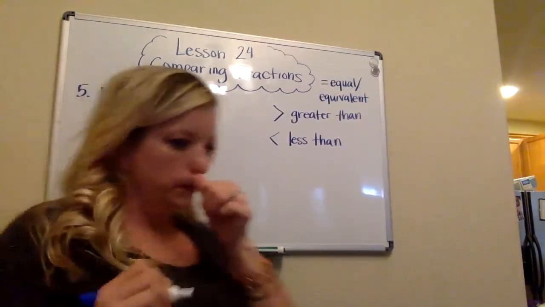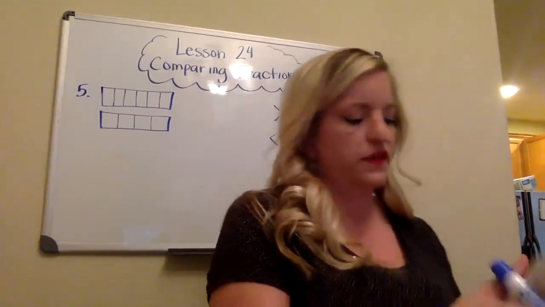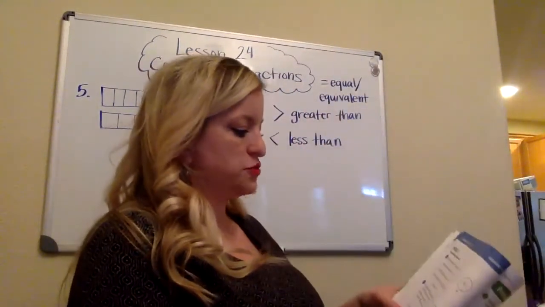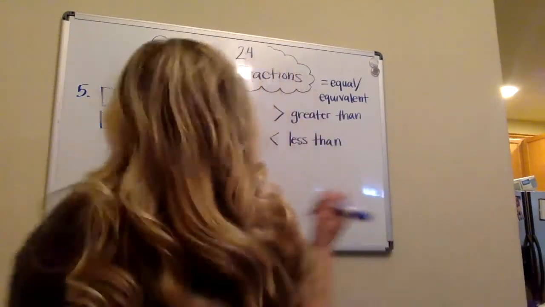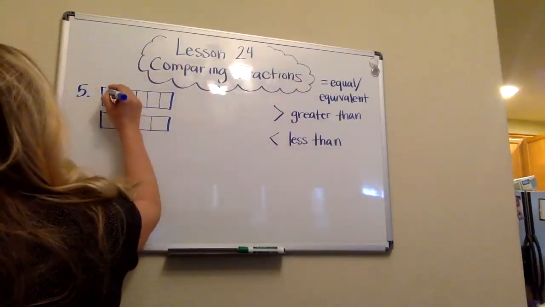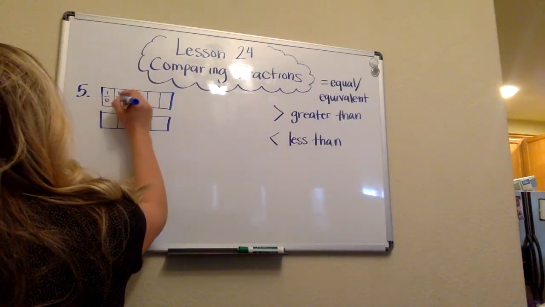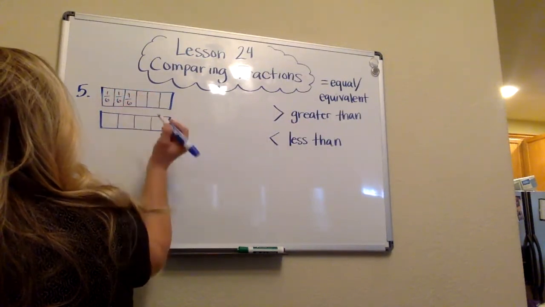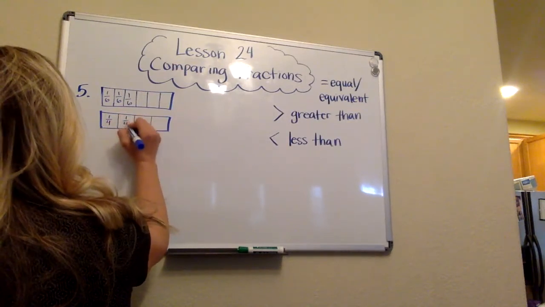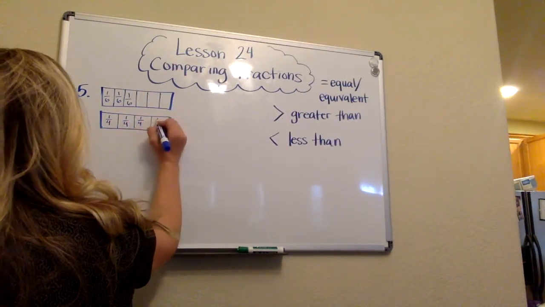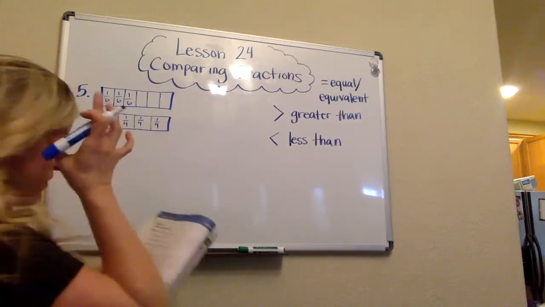All right, so then it says, label each part of each model at the right with the unit fraction it represents. So all we are going to do is write, this is 1/6, 1/6. And I keep going. This is 1 of the 4. This is 1 of the 4. This is 1 of the 4. This is 1 of the 4.